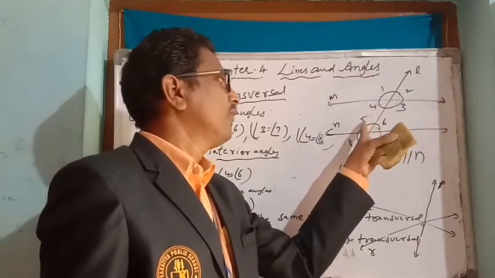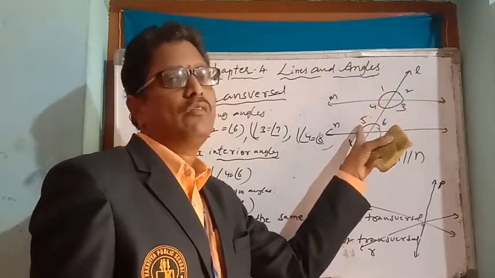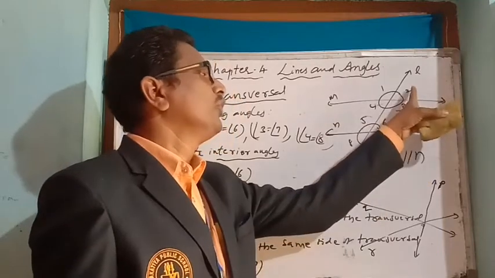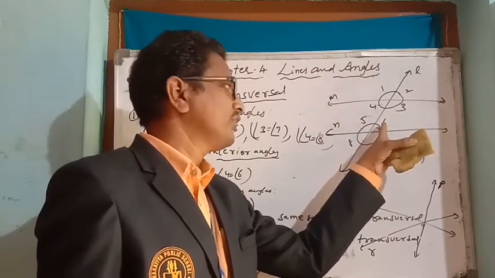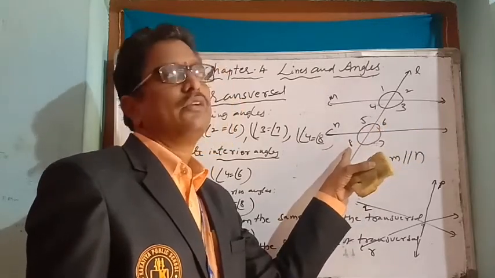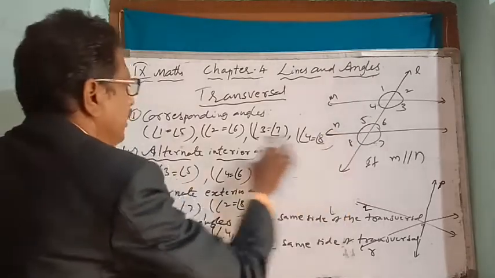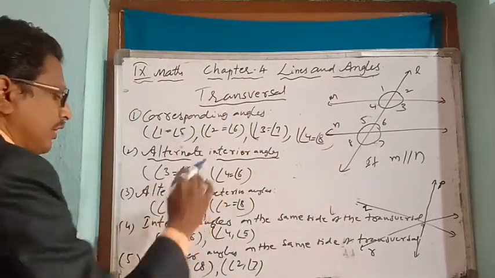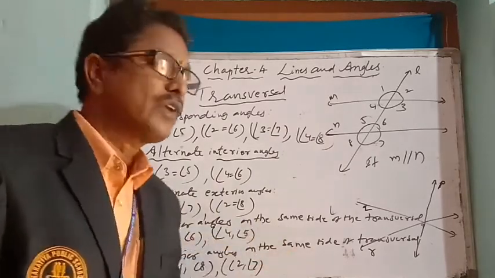Angle 1 is 120, so angle 5 is also 120. Angle 5 is 120, so angle 7 is also 120. Angle 2 is 60 degrees, so angle 6 is also 60 degrees. Angle 6 is 60 degrees, so angle 8 is also 60 degrees. So if lines are parallel, corresponding angles are equal, alternate interior angles are equal, and alternate exterior angles are also equal.